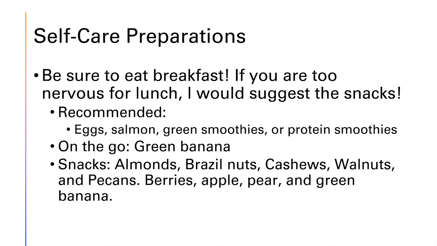Foods that will help with that would be eggs, salmon, a green smoothie, or a protein smoothie. If you're in a rush in the morning, then it's recommended that you get a green banana. So not ripe, okay? So not totally green, but a little green. Snack suggestions are almonds, Brazil nuts, cashews, walnuts, and pecans. Berries, apple, pear, and green bananas would be great as well.